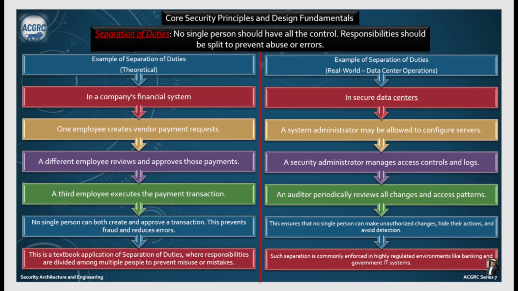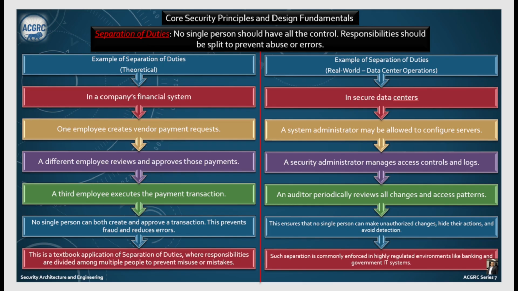Next, separation of duties. No single person should have all the controls. Responsibility should be split to prevent abuse or errors. Let's try to understand it from two examples, one theoretical, one real world.